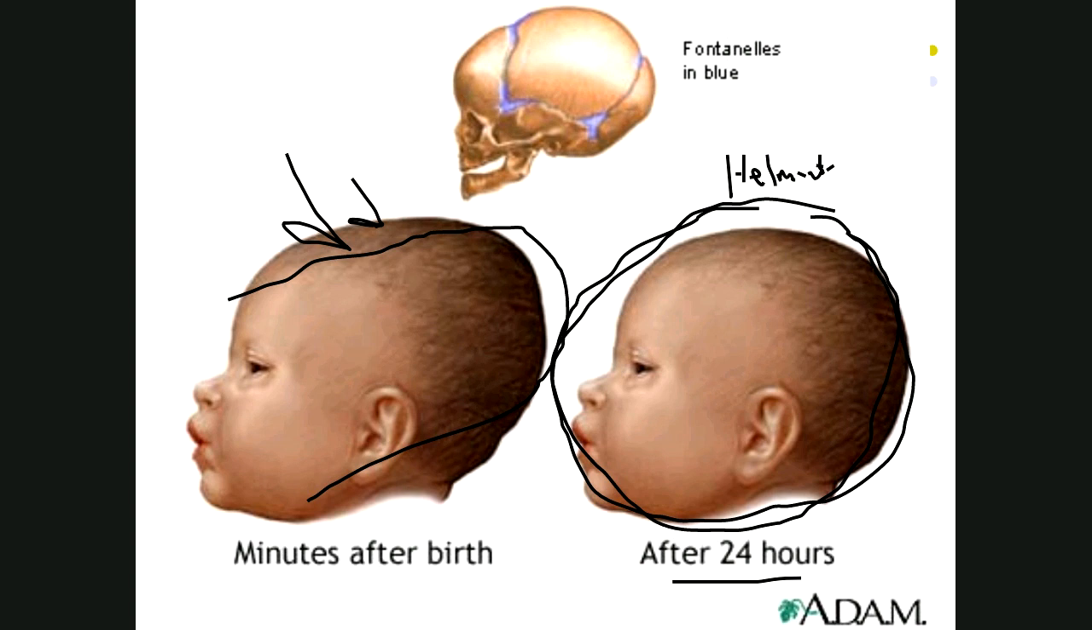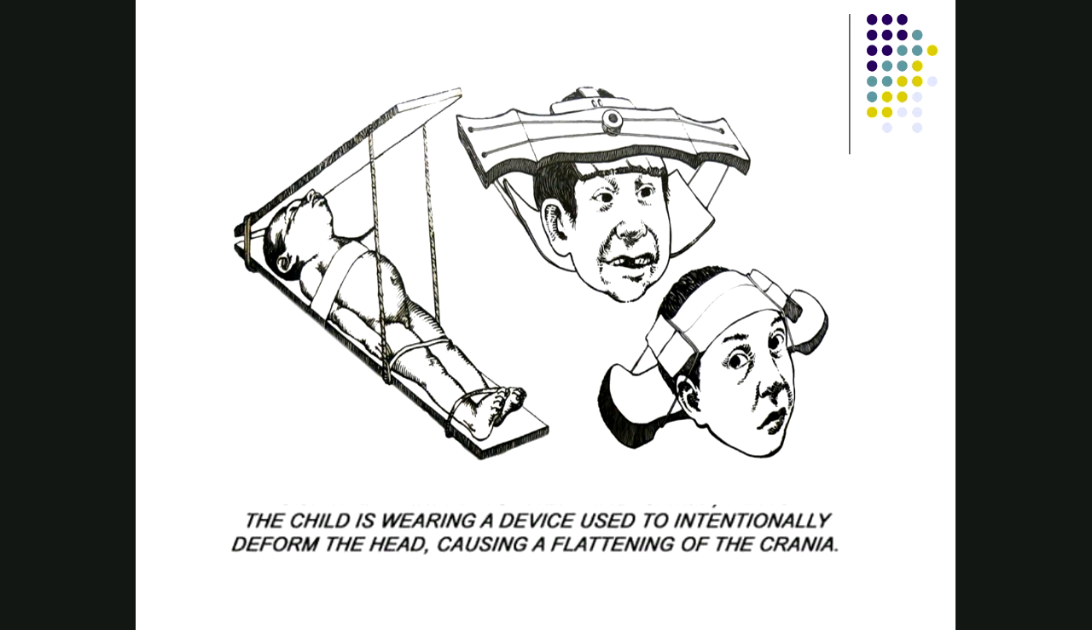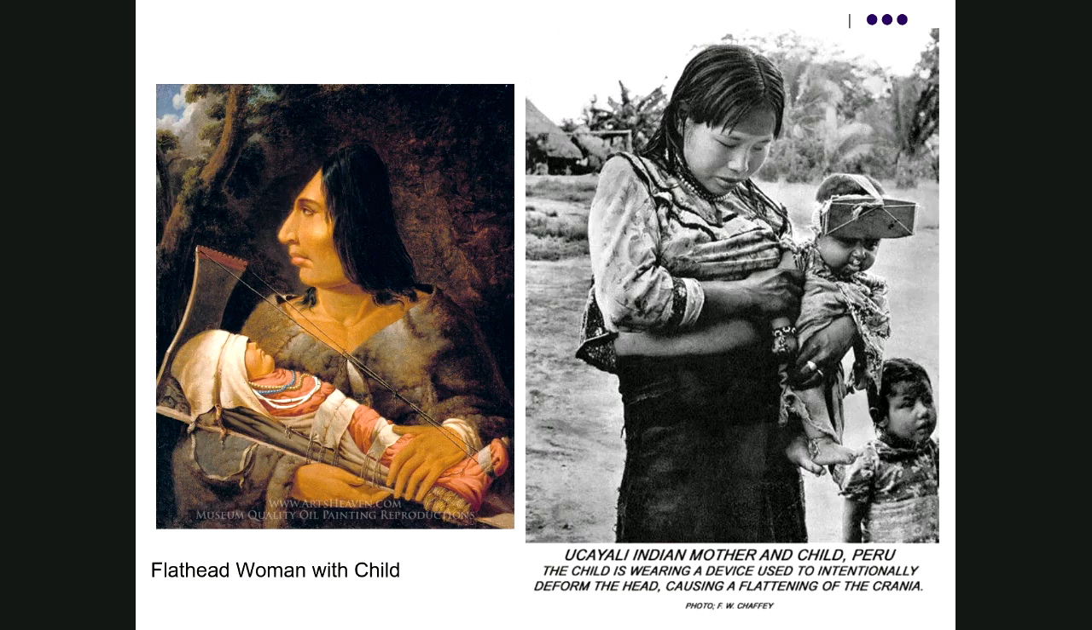You can actually force the skull into this position and keep it that way. And that's exactly what happens in some cultures. Some cultures intentionally deform the skull, and so they cause this flattening of the forehead. If you look at what that looks like, it looks like this. Look how flat the forehead is here.